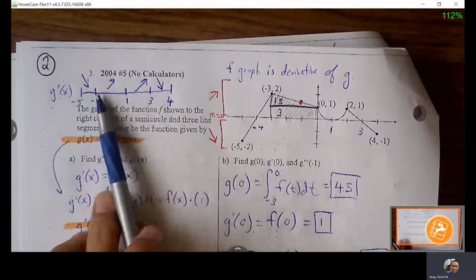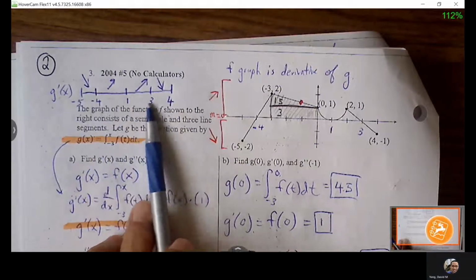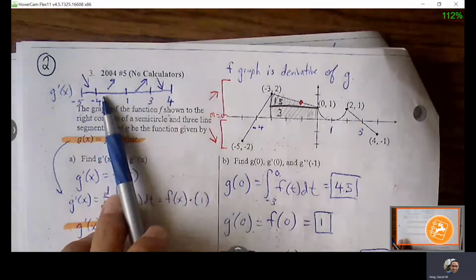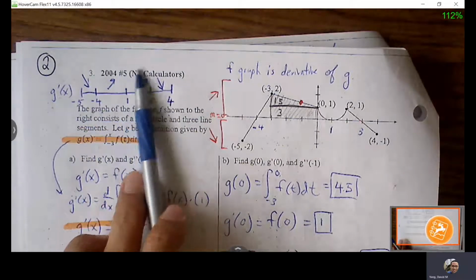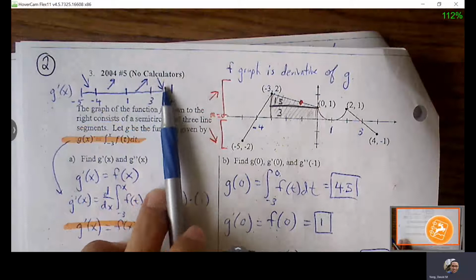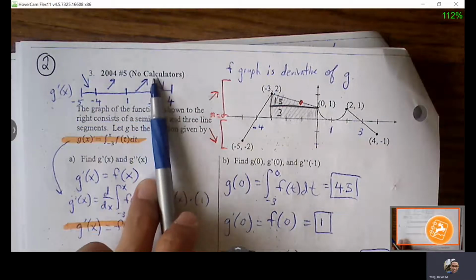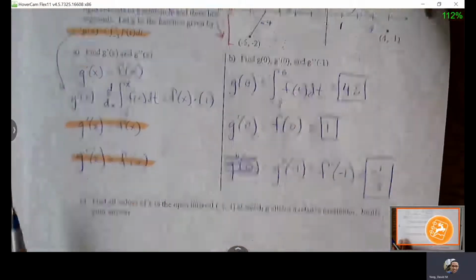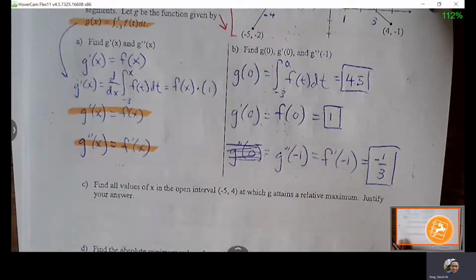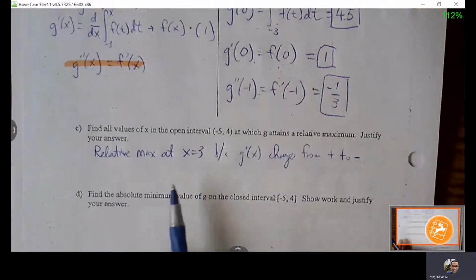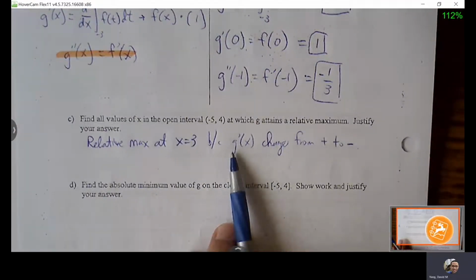Okay, look at these arrows here. Can we tell where the relative max is going to occur? Yep, because it's only going to have a relative max if it increases and then decreases, right? There's a hill at 3. So we can say for part C, relative max at x equals 3 because g prime changes from positive to negative.